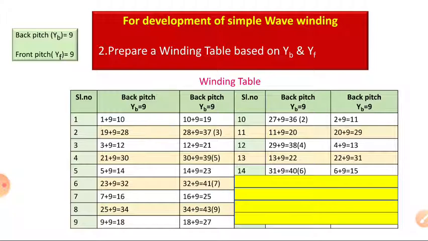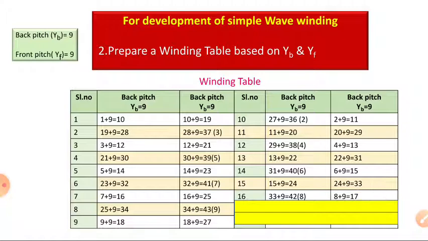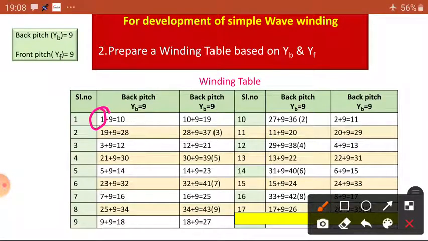Now 6 plus 9 is equal to 15th, and 15 plus 9 is equal to 24, and 24 plus 9 is equal to 33 conductor. So 33 plus 9 is equal to 42, so 42 we can write 8, and 8 plus 9 is equal to 17th. 17 plus 9 is equal to 26, and 26 plus 9 is equal to 35. 35 is nothing but the first conductor, where we started from the first conductor and ended at the first conductor here also. Okay, here we can complete the first conductor. So that is, the winding is completed.